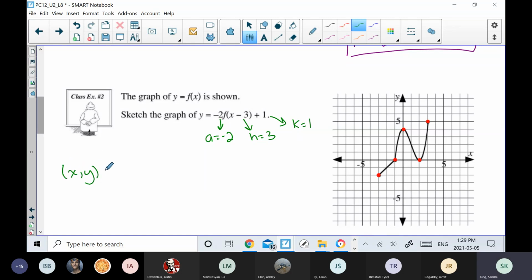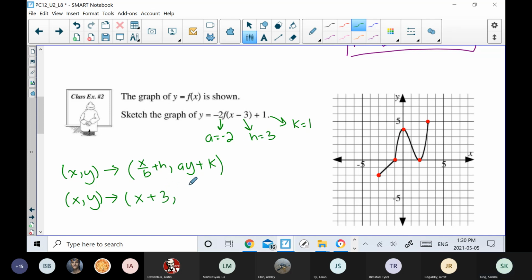We are going to map x, y goes to x over b plus h, a times y plus k. From here, xy, what it goes to, x over b. If there's no b, b is 1, right? X over 1 is just x. And then plus h, so plus 3. So I'm going to take all of my x coordinates and I'm going to add 3. My y coordinates, I'm going to multiply them by -2. So -2 times my y coordinates, and then I'm going to add 1.